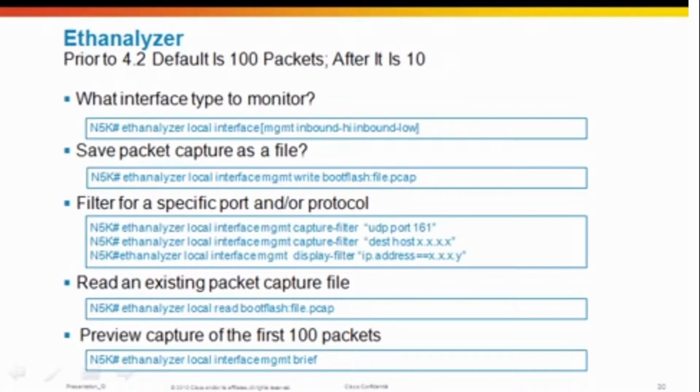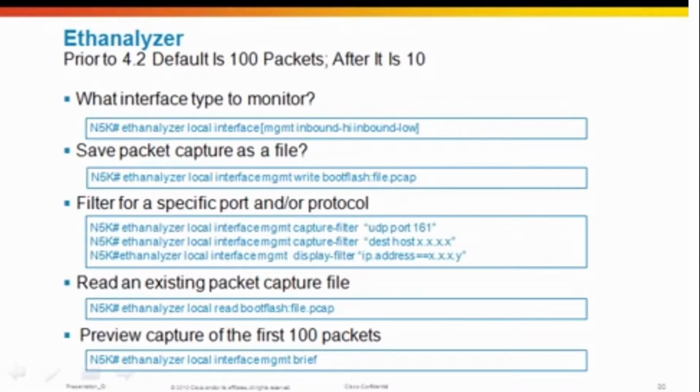So you have what interface you want to monitor. You can save the packet capture as a file. If you like, save it as a PCAP, and then if you copy it to your computer, you can open it with Wireshark or tcpdump. You can filter for specific ports and protocols. You can use the regular filters, as in this example. You can read files with the following command, and you can preview capture. Note that the previews have changed in 4.2 code. It has moved from the default value of 100 to 10.